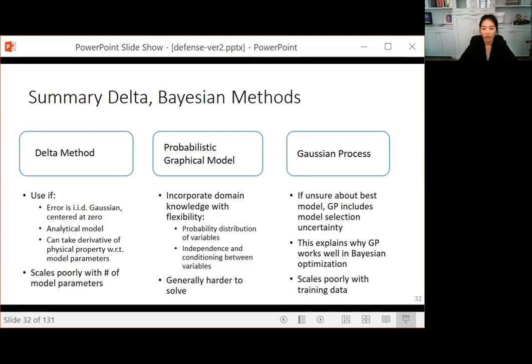And then for the Gaussian process, we show that if you don't know which model is the best one to use, the Gaussian process is going to include that uncertainty because it covers the model selection uncertainty. And this is one of the reasons why I think it's so commonly used in Bayesian optimization, because a lot of times for Bayesian optimization, you don't know what the best model is. And so the Gaussian process works well there. And the downside is that it scales poorly with the number of training data. But there's a lot of research being done in this area.